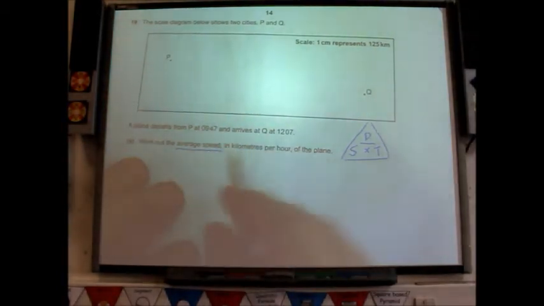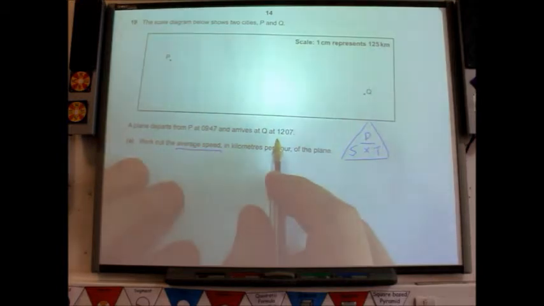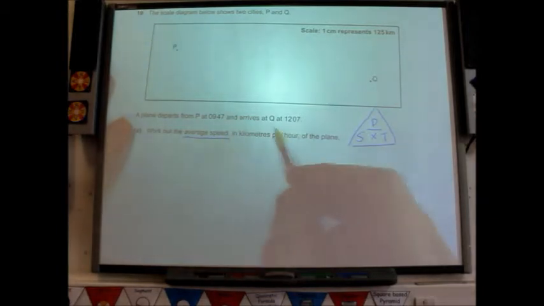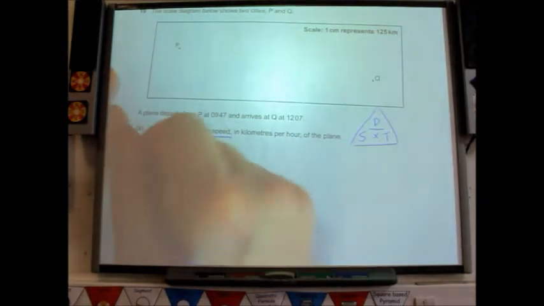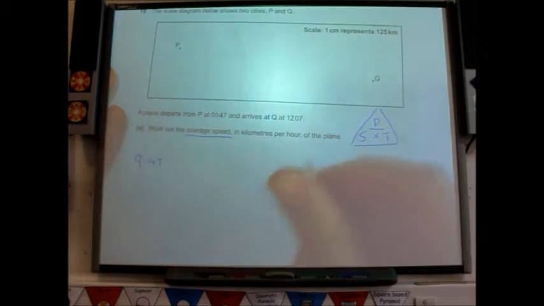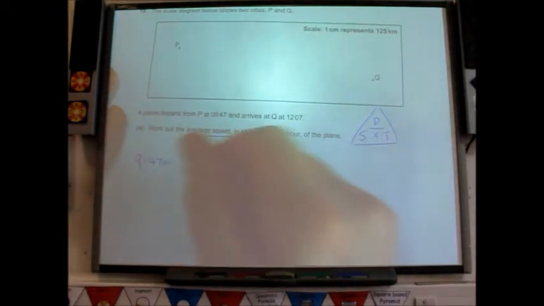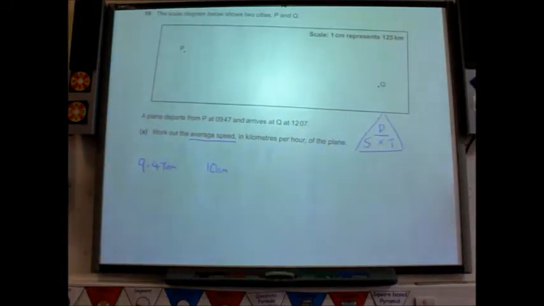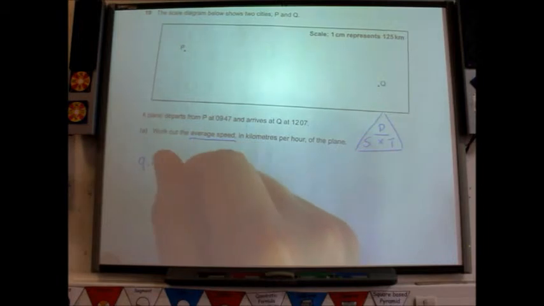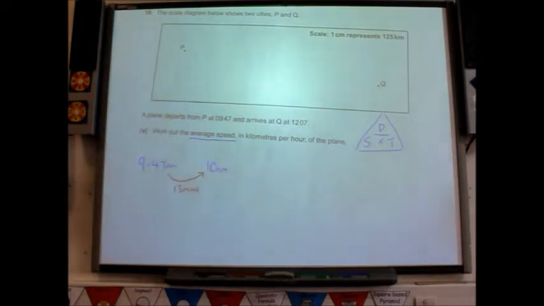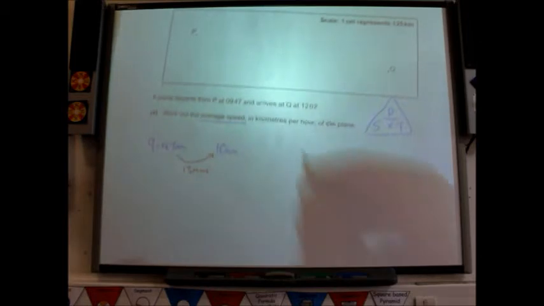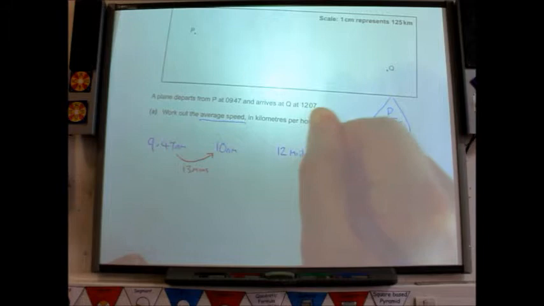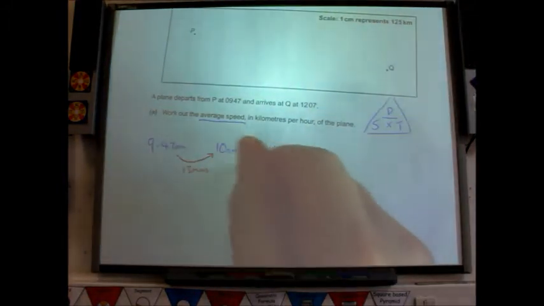First off, I know when it took off, I know when it landed, so I'm going to work out how long the flight took. So it's a bit fiddly, this, you can't just subtract it. So what I'm going to do is 9:47, and the next, that's AM, and the next nice sort of time is 10 AM. And that is 13 minutes. So 13 minutes, write that in there. Got to go up to 12:07, so let's go to 12 midday. And going from there to there is 2 hours.